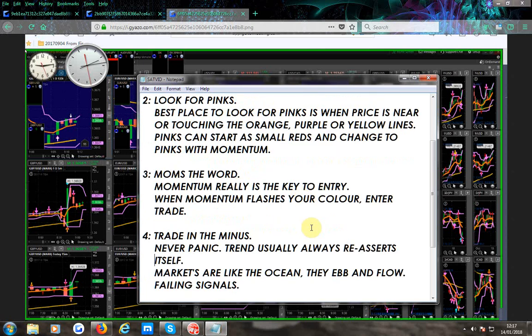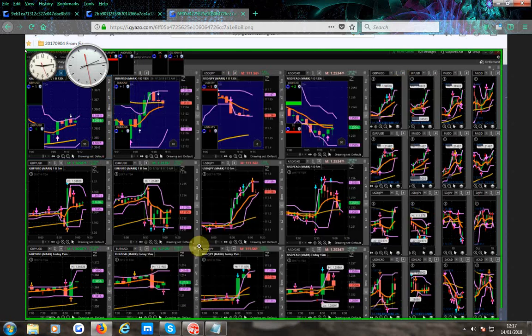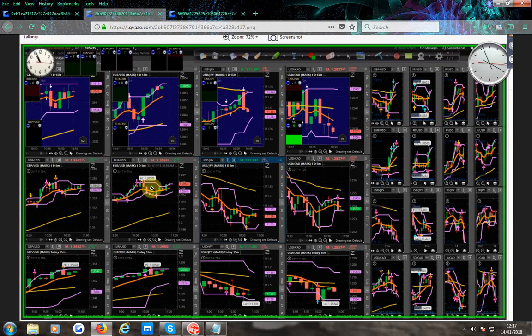Trading the minus, right, never panic. The trend usually always reasserts itself. Markets are like the ocean, the ebb and flow. Let's give you an example of that. A perfect example here. We're going up with the trend, it's gone up and then pulled back a bit, and then it's gone up again, pulled back a bit, and gone up again. Same on the EU, it's gone up, pulled back a bit, and then gone up again. See it there. This is the movement of the market.